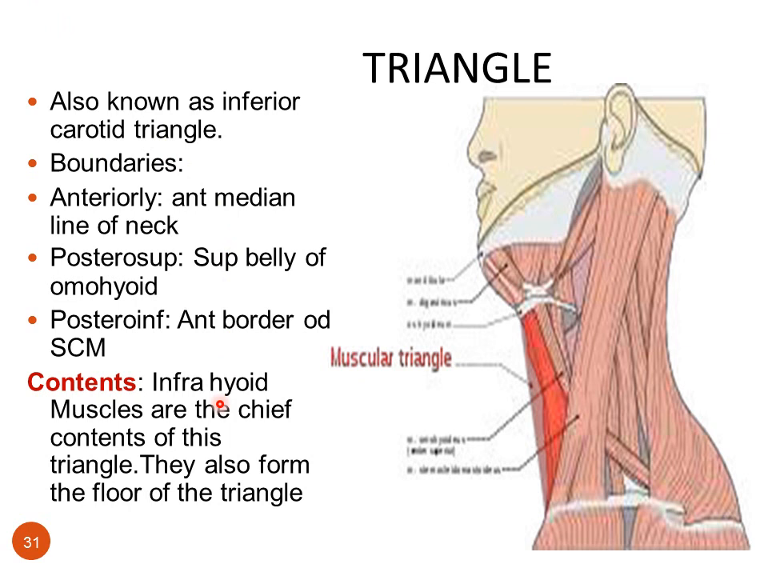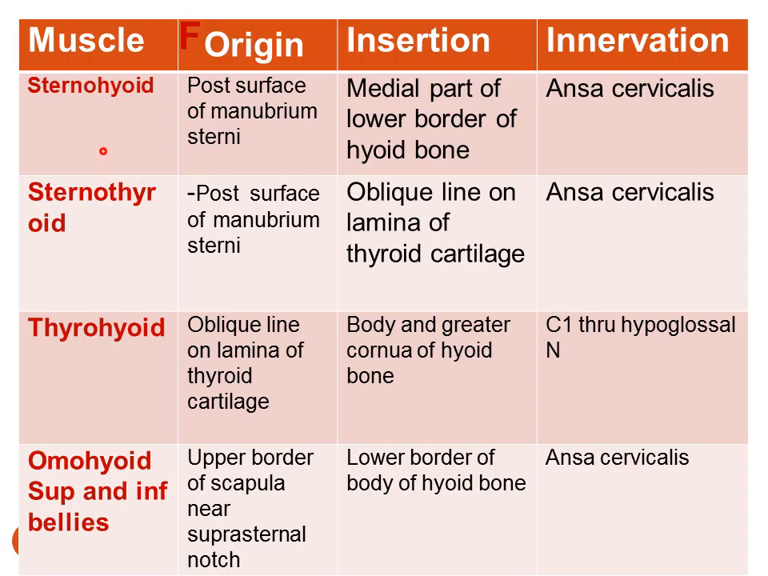So contents, it does not have any significant contents except the infrahyoid group of muscles. Okay, they also form the floor of the triangle, the infrahyoid muscles. Let us see the infrahyoid group of muscles, their origin, insertion, innervation. Sternohyoid, sternothyroid, thyrohyoid, omohyoid, superior and inferior bellies.